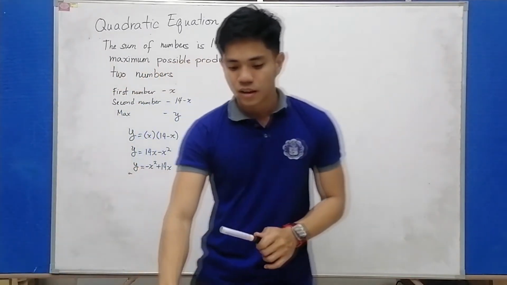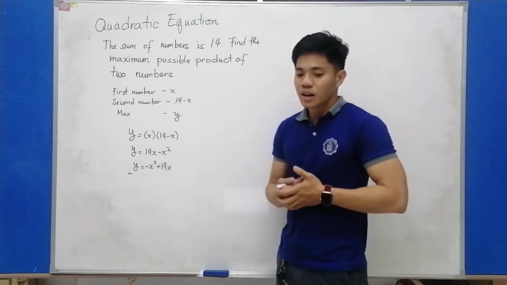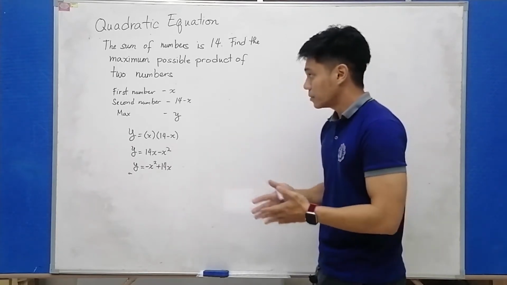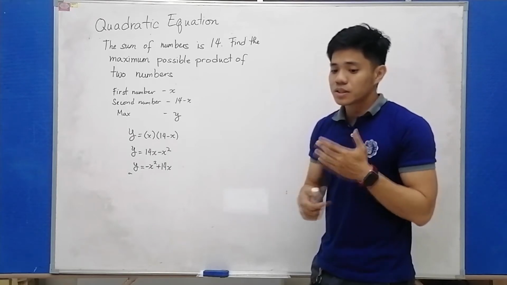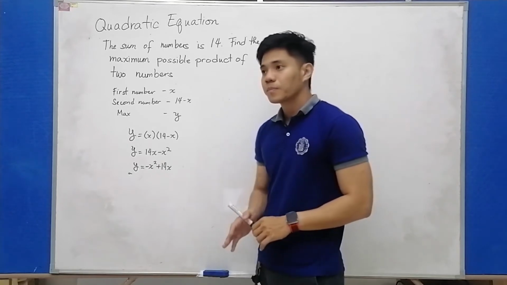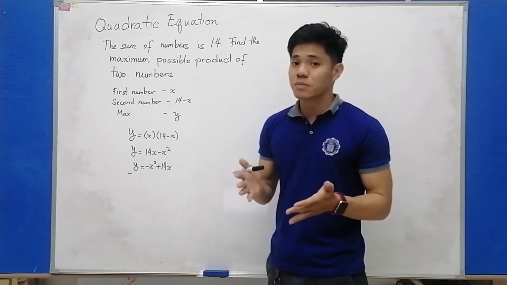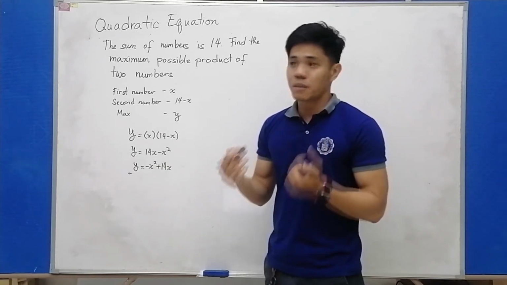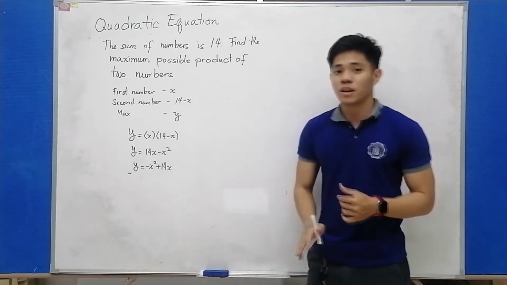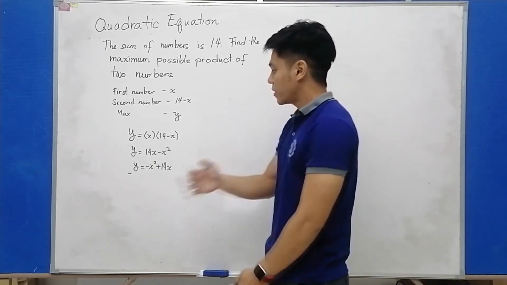Having this function, we can now look for the maximum value. How do we look for it? First, we need to remember our vertex formula. If we're looking for the maximum value of a parabola, what do we use? Remember, the maximum or minimum point of a parabola is actually the vertex, right?